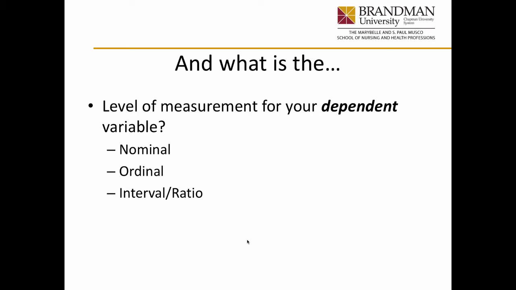Interval ratio are things that can be measured using numbers that have meaningful distance from one another. So temperature is interval. We say age is just a number. That's interval ratio.